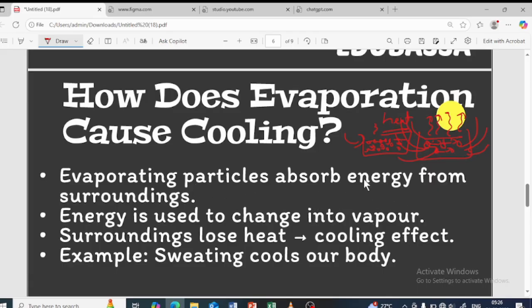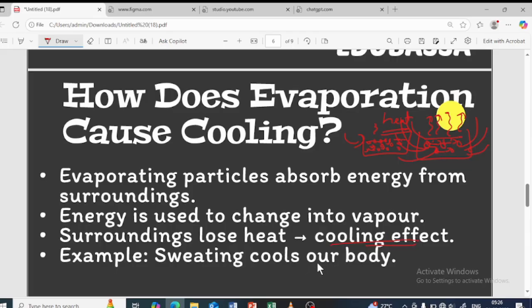Evaporating particles absorb energy from the surrounding. Energy is used to change into that of the vapor state. That energy is used to change into the vapor state. Now the surrounding has lost the heat. There is no heat in the surrounding. Hence what happens? It becomes cool, right? Yes, for example, sweating cools our body.